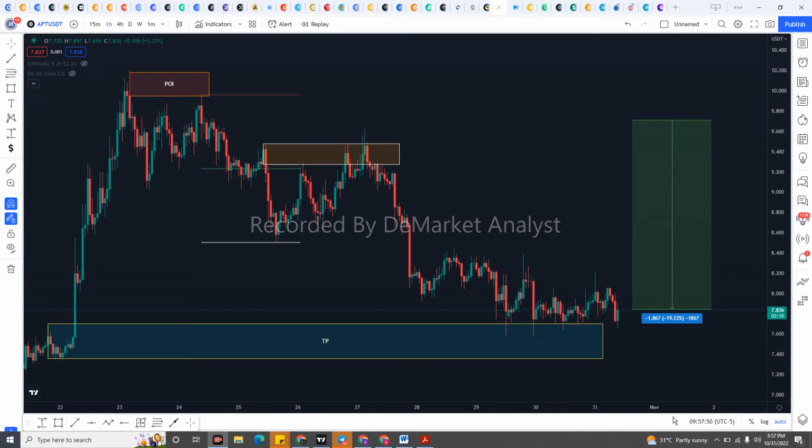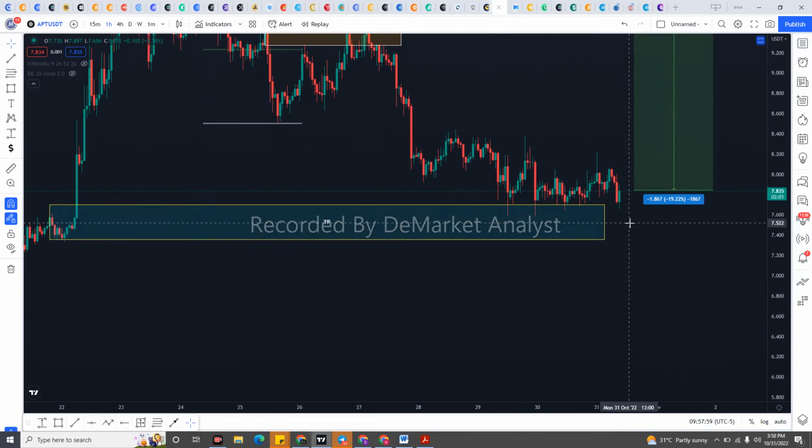So let's continue. I dropped this particular trade setup in the group chat on Telegram. You can join the Telegram if you have not joined, from the link in the description.